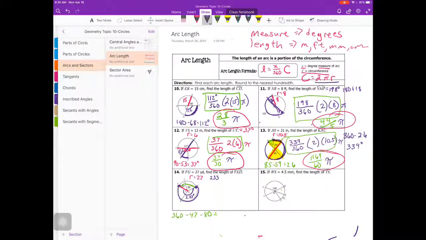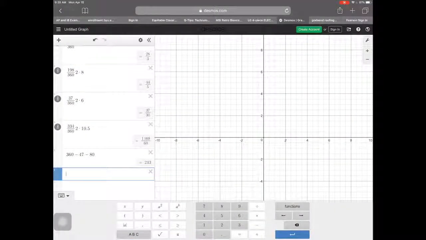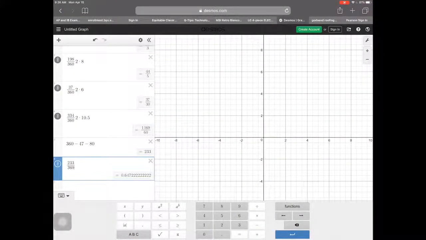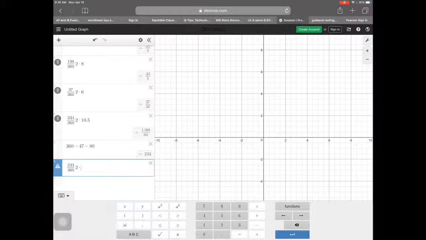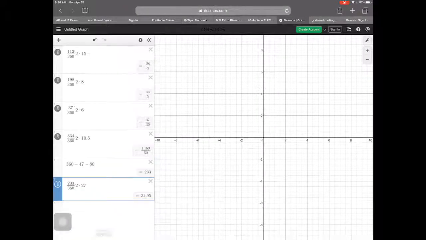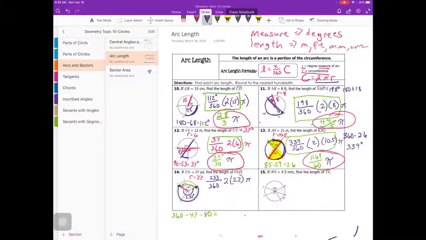So I'm going to have 233 out of 360 times 2 times 27 times pi. And again, we're going to go back to Desmos. 233 out of 360 times 2 times 27. And this is going to be 699 out of 20. So the green part that went into Desmos is 699 out of 20. Throw our pi on the end, and there is our final answer.